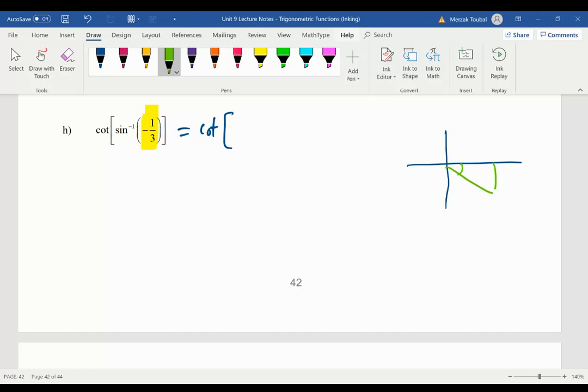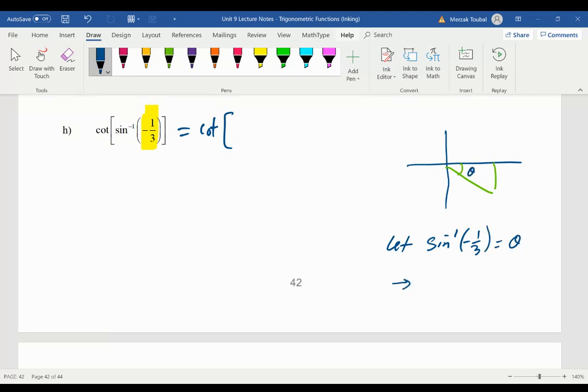Now we're going to say, okay, let's put it over here. Let's work on it on this side. Let sine inverse of negative 1 over 3 equal theta.